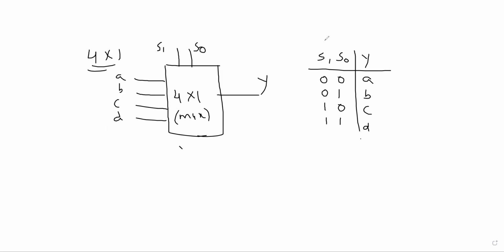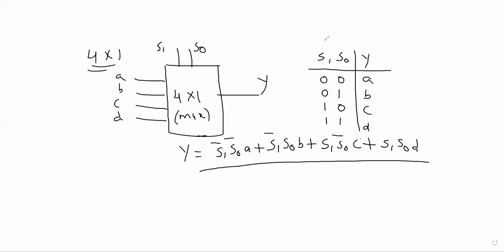Now if you want to write the Boolean expression, what is that? Y is equal to S1 complement into S0 complement into A, plus S1 complement into S0 into B, plus S1 into S0 complement into C, plus S1 into S0 into D. Now this is the Boolean expression. Based on this I have written S1 complement S0 complement into A, S1 complement into S0 into B, and so on like this. Is it clear? In this way you can realize a 4 by 1 multiplexer.